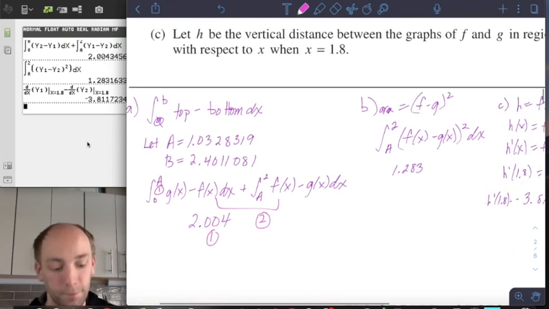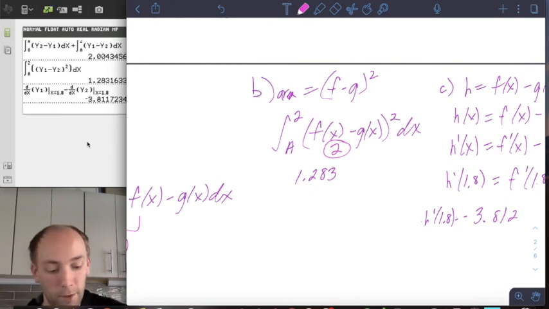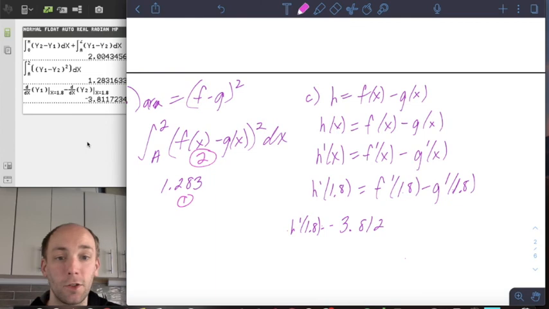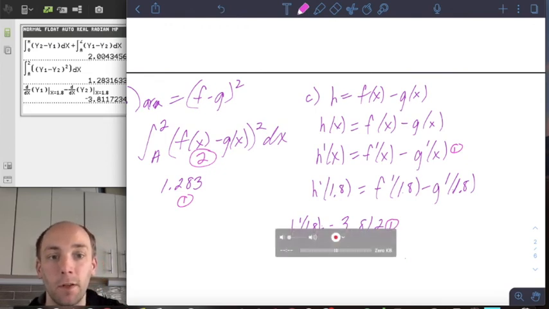for the answer. On part B, you would get 2 points for the integral, all or nothing, and then 1 point for your answer. And then on part C, you would get 2 points, 1 point for considering h prime, and then 1 point for getting your final answer. Okay? All right, let me know if you have any questions.